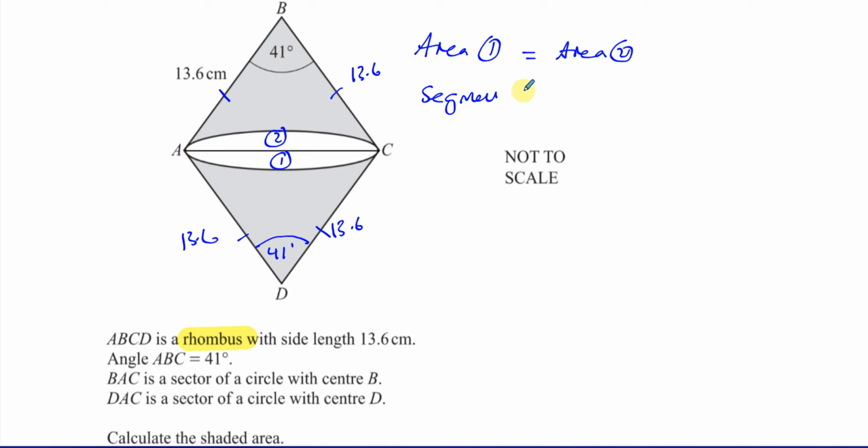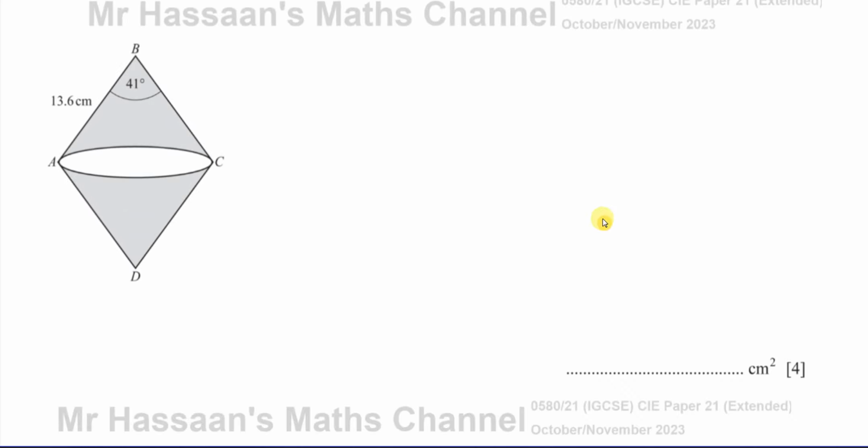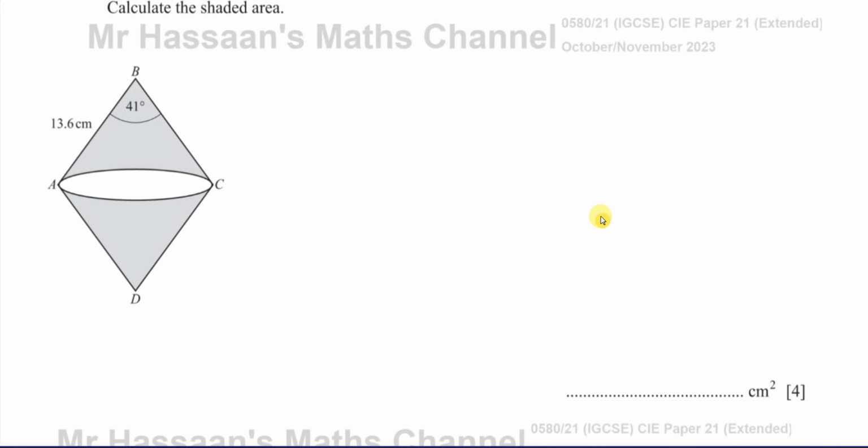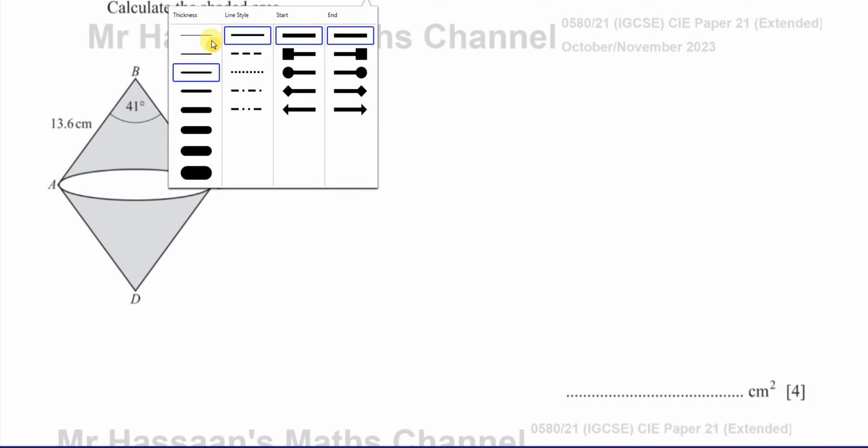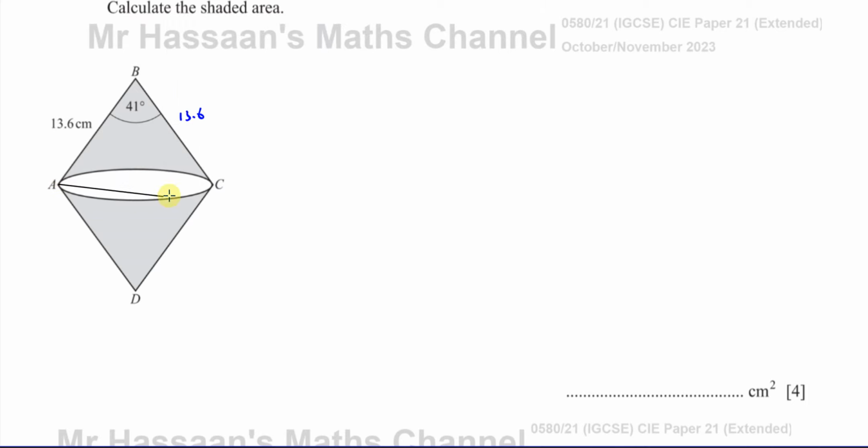We know how to find the area of a segment of a circle, and I'm going to show my steps down here so that I don't have to keep scrolling up and down. So as I said, this is 13.6. I'm looking at this segment here. This is area 1, this is area 2.